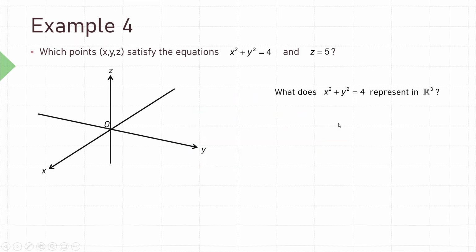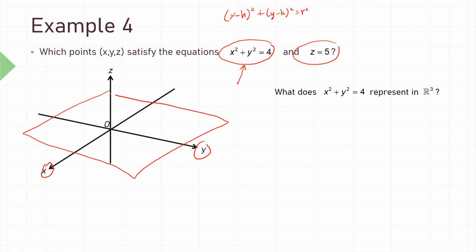Okay, now we look at example 4. Which points x, y, and z satisfy these equations? These two equations must be satisfied. Let's first look at this equation. What equation is this? It's actually a circle, because before this we learned that a circle has the form (x minus h) squared plus (y minus k) squared equal to r squared, with center (h, k) and radius r. So now we have this circle on the x and y plane.